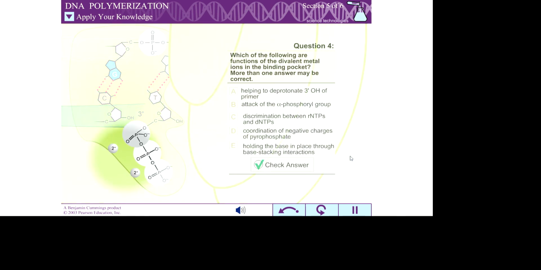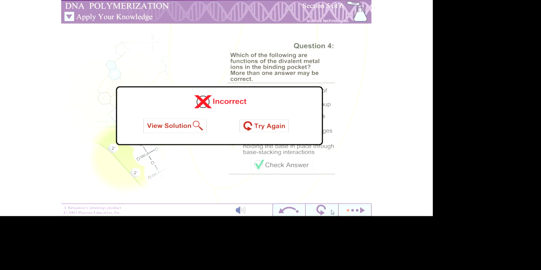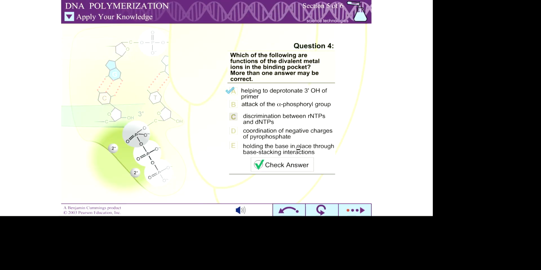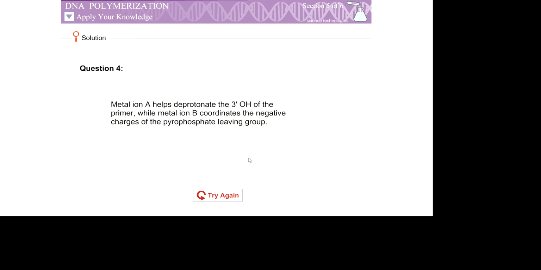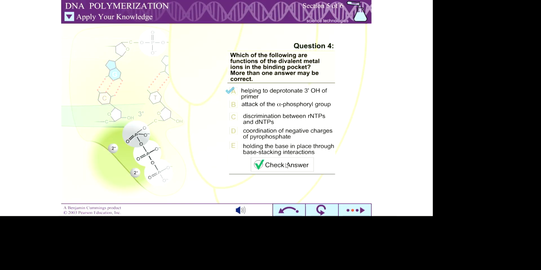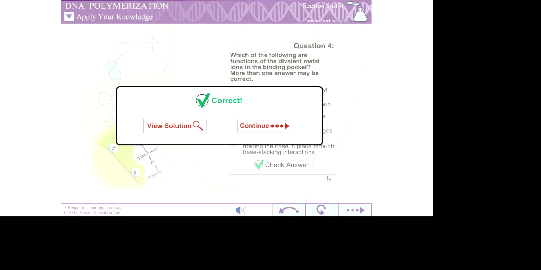Which of the following are functions of the divalent metal ions in the binding pocket? More than one answer may be correct. Incorrect. You may want to review. Incorrect. You may want to review. Correct.